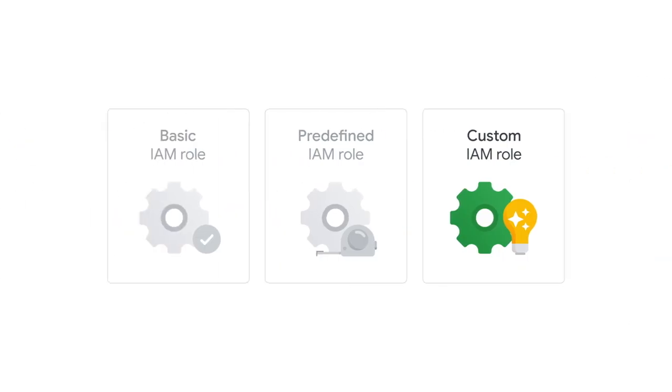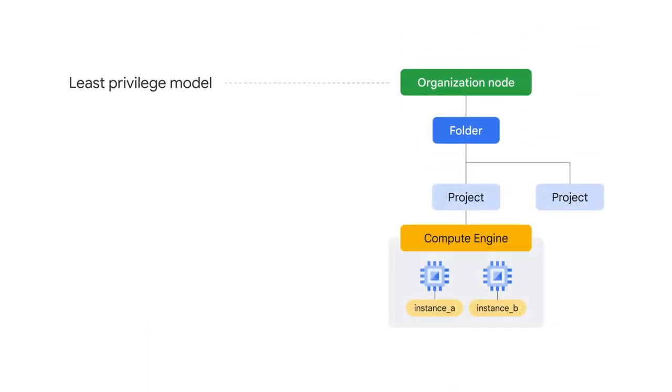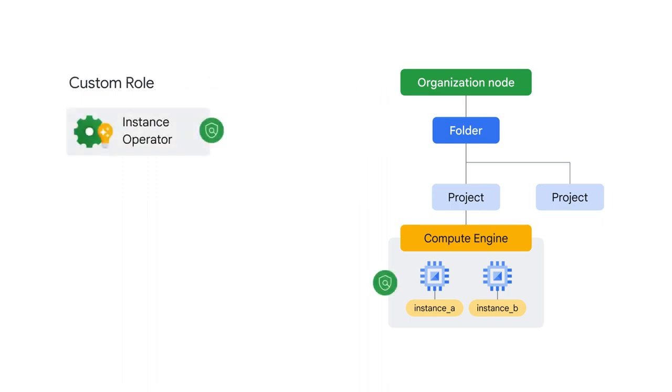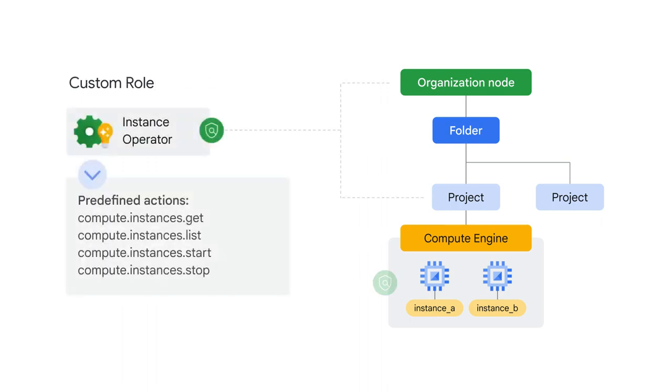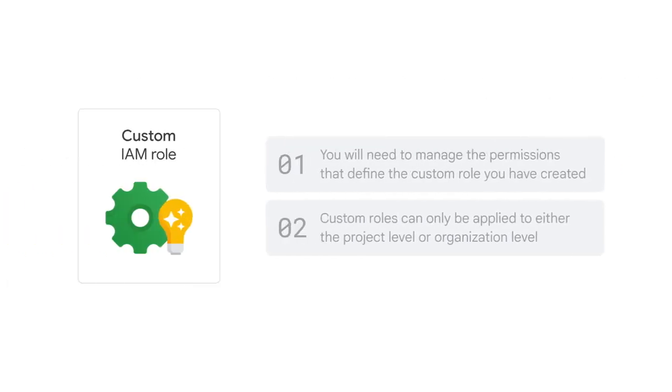But what if you need to assign a role that has even more specific permissions? That's when you'd use a custom role. Many companies use a least privilege model in which each person in your organization is given the minimal amount of privilege needed to do their job. So, for example, maybe you want to define an instance operator role to allow some users to stop and start Compute Engine virtual machines, but not reconfigure them. Custom roles will allow you to define these exact permissions.